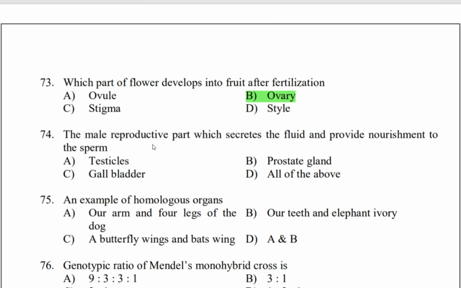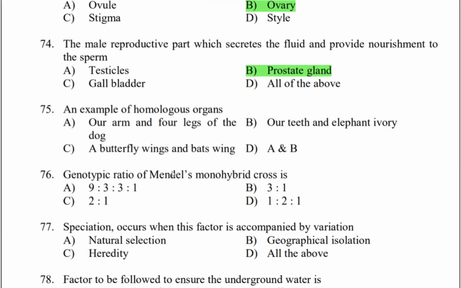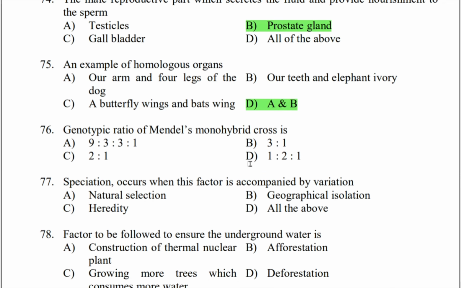The male reproductive part which secretes the fluid and provides nourishment to sperm is the prostate gland. Next question. Examples of homologous organs are our arm and the forelegs of a dog, our teeth and elephant ivory. The correct answer is both A and B.